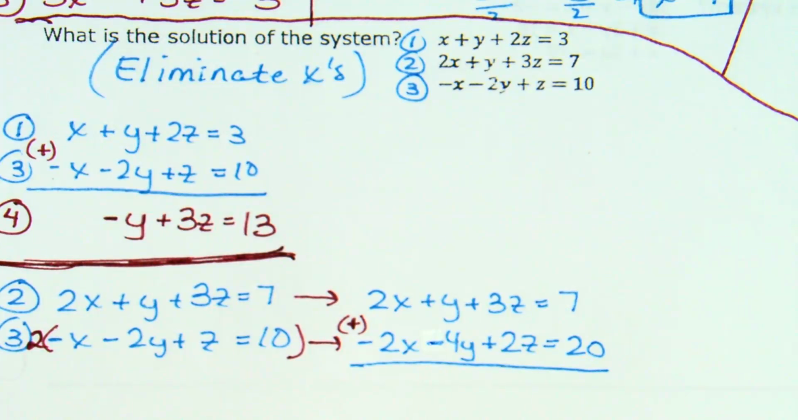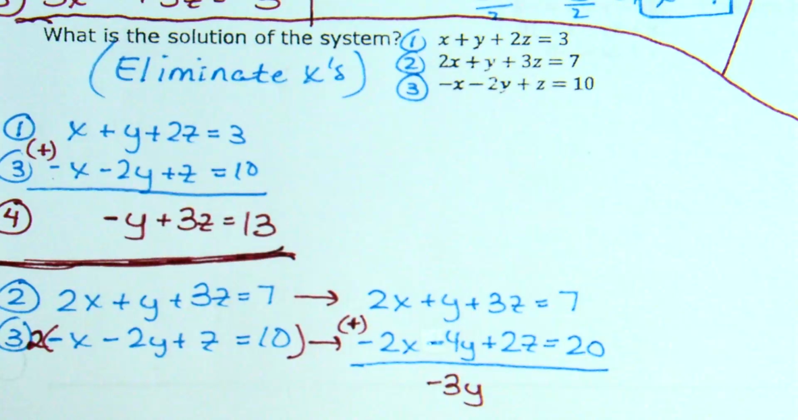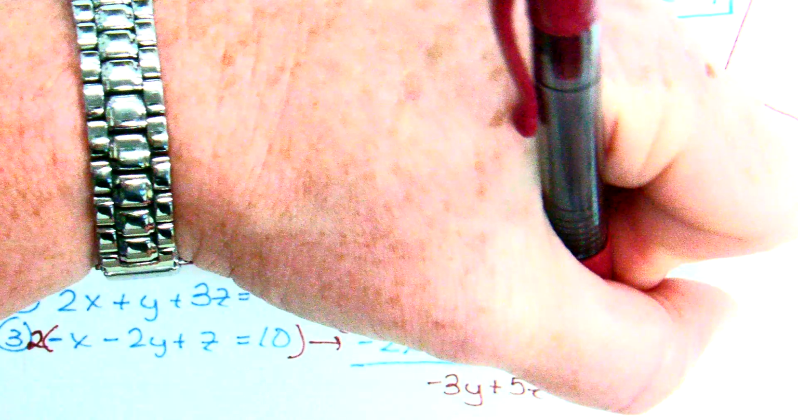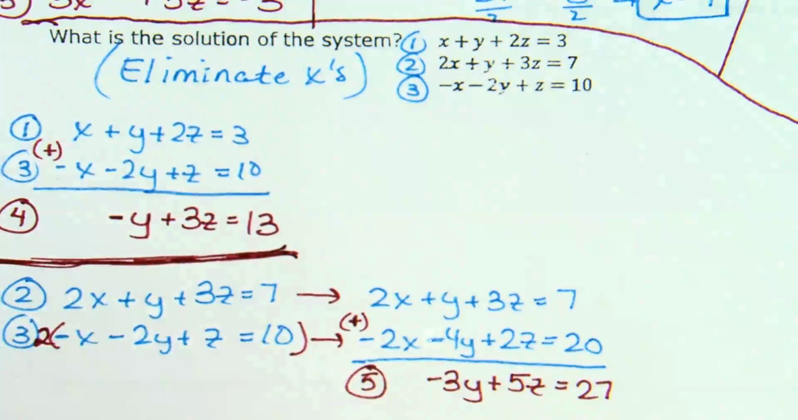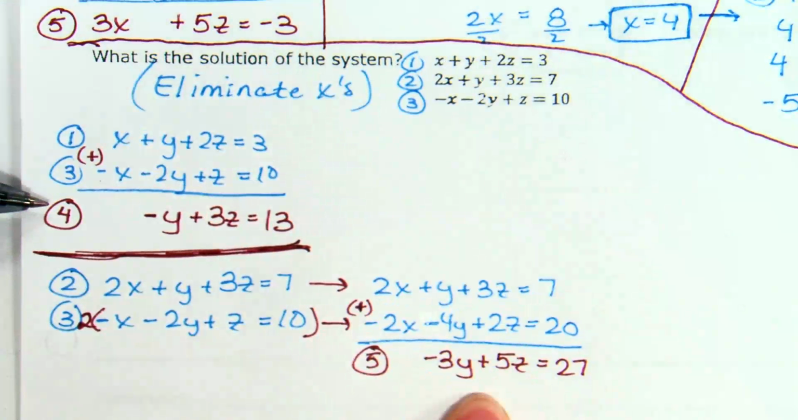Okay, x's were canceling, yes. Y's: 1y plus negative 4y, negative 3y. 3z plus 2z, plus 5z equals 7 and 20, 27. I'm calling that equation 5. Once you have equations 4 and 5, do you remember what to do now? Yeah. I have equation 4 here, equation 5 here. Put them together and eliminate something, right?